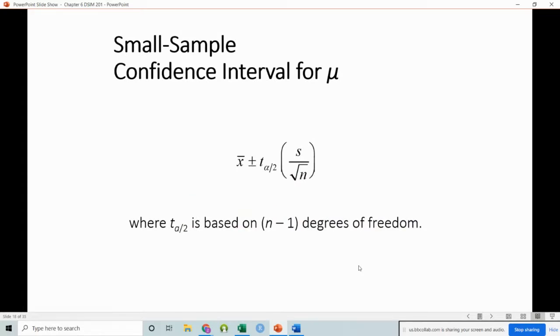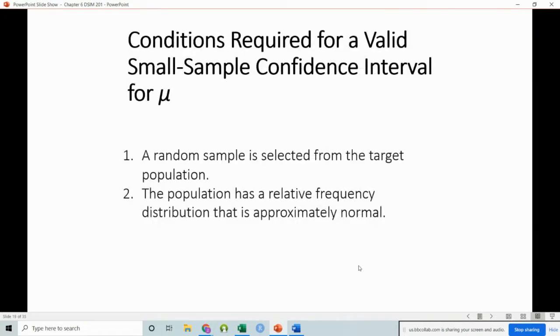So for a small sample confidence interval, we have to find the t alpha divided by 2 to obtain the confidence level. So only a slight variation from our z-table version for a larger sample size. The conditions required for a valid small sample confidence interval for mu are that we need a random sample selected from the target population, and the population has a relative frequency distribution that is approximately normal.